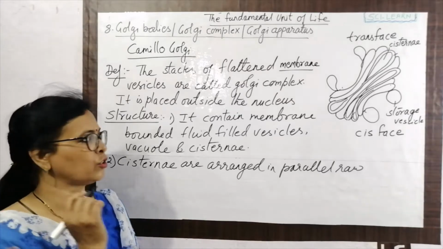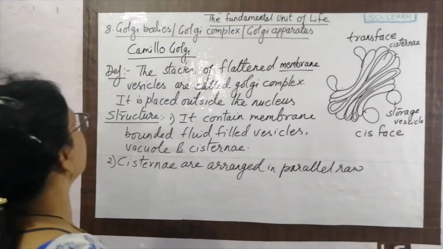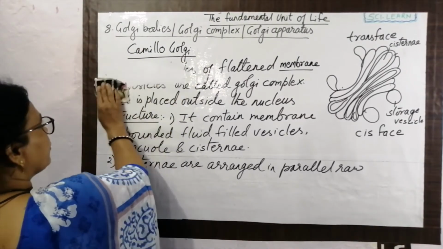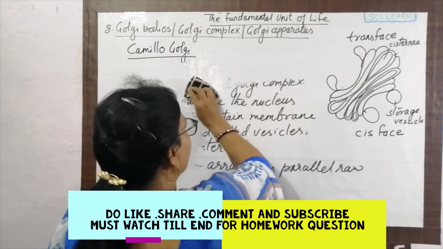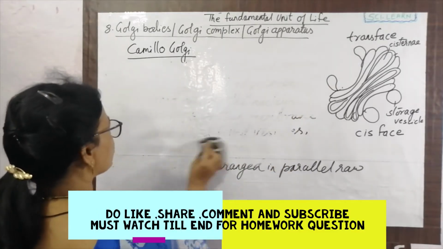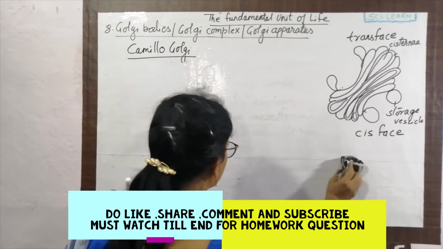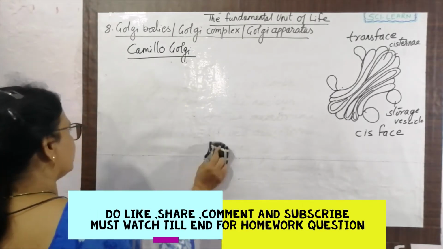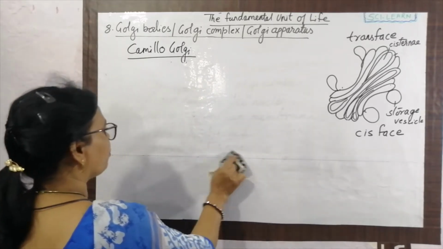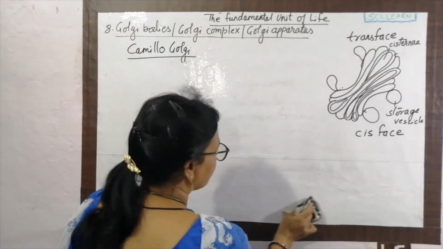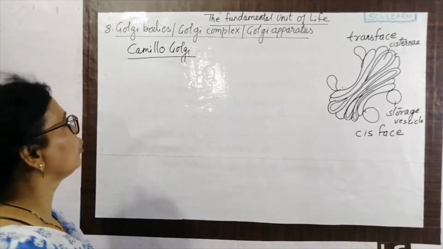Now, what is the function of the Golgi complex? Function-wise, it is a very important cell organelle. It performs various functions, a large number of functions. It is very important. It functions as a membrane bound structure for packaging the substances which are present in the cell. So, what are the functions of the Golgi complex?